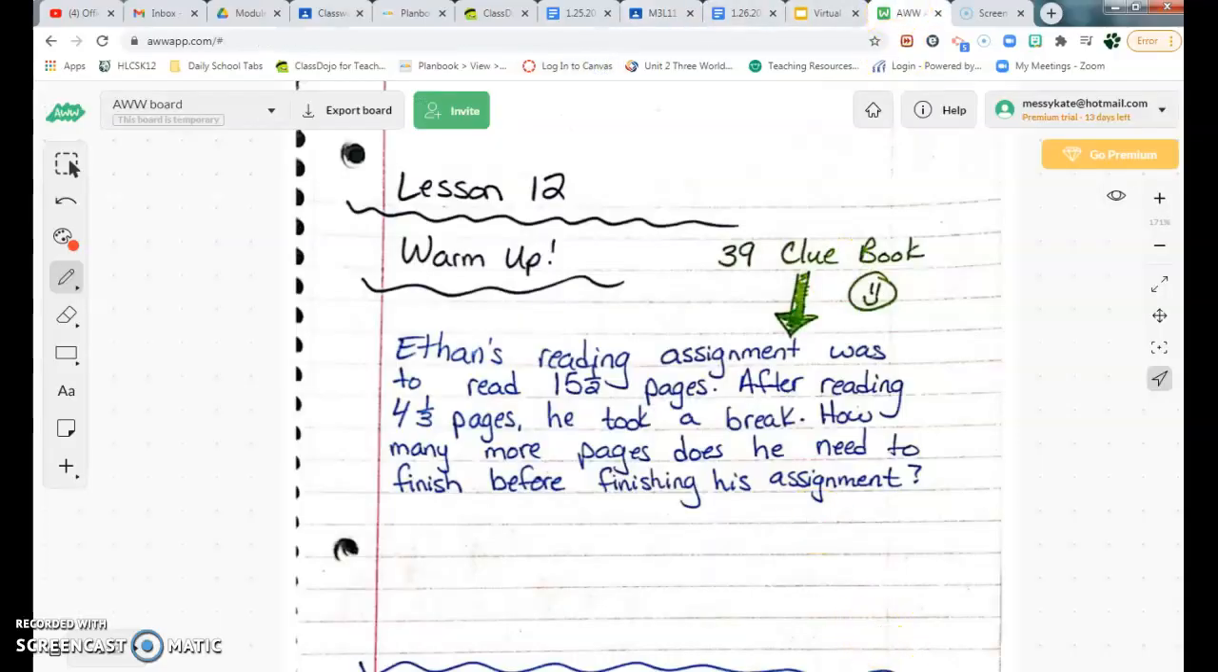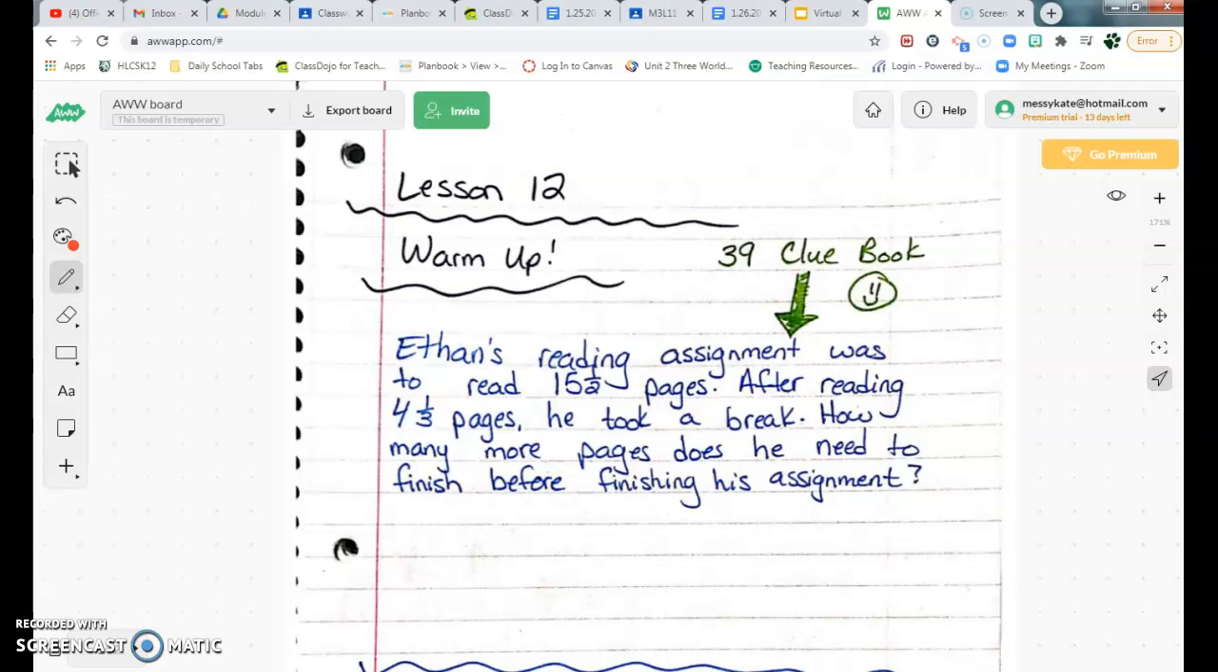I gave you all, in the packets that your parents picked up, a packet of our math notes already, instead of getting all your math notebooks out. I just decided this would be easier. So I'm going to start with our math note warm-up this morning.